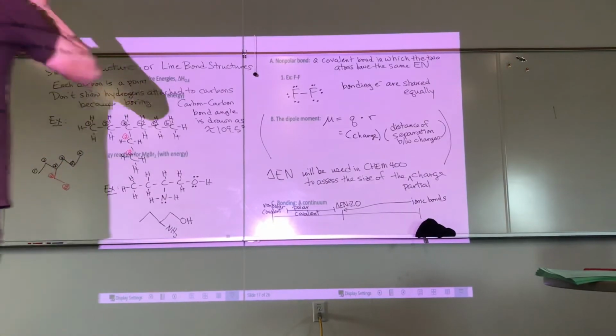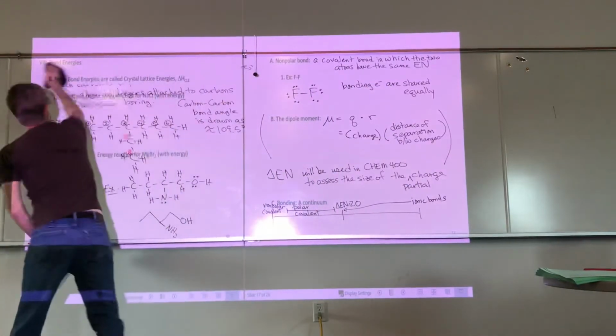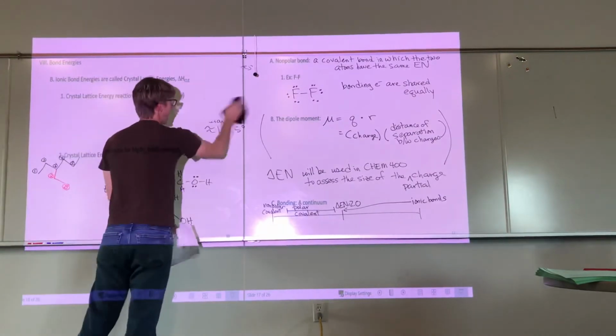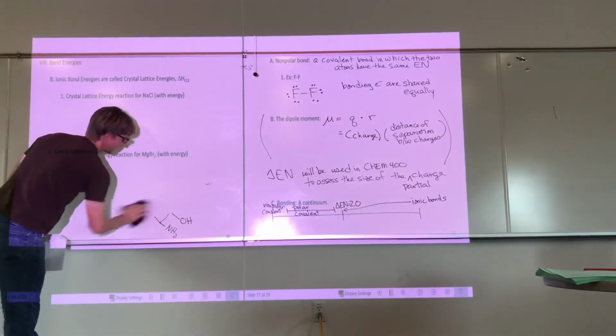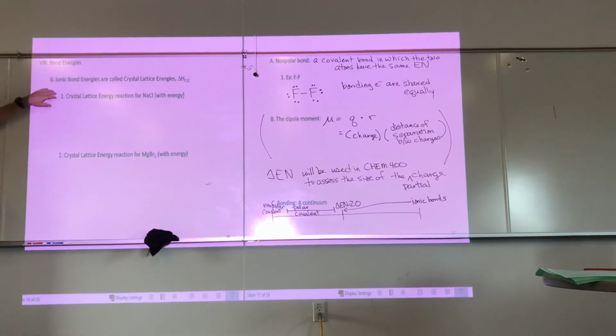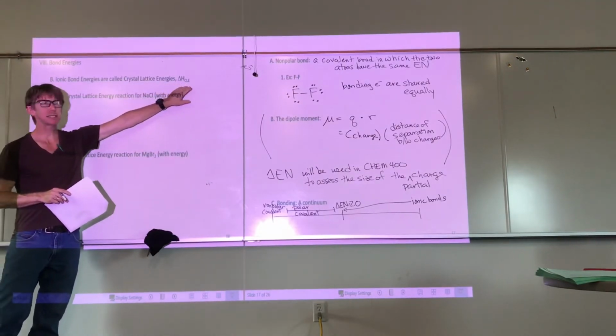Now let's talk about bond energies. And that is everything, actually, that we have to know about Lewis structures, about how to do Lewis structures, and now we get to use them for other things. The first thing is, we'll talk about bond energies for ionic compounds first. Ionic bond energies are called crystal lattice energies. So if you want to know how large or how strong an ionic bond is, the crystal lattice energy, delta H, helps you to do that.